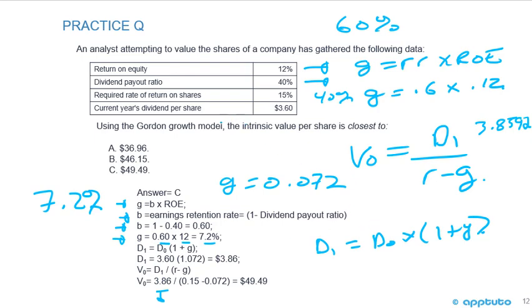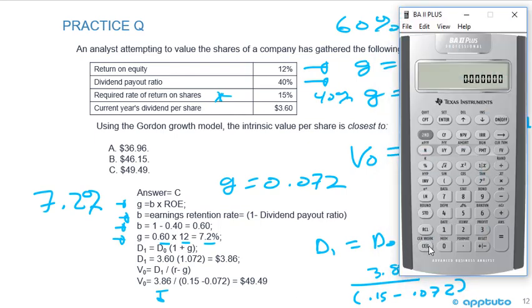And I've got my R. It was nice, they gave it to us, the required return. I didn't have to use my CAPM or anything. So I'll just make it down here: 3.86, just a little bit of rounding, divided by 0.15 minus the G, 0.072. So again, I'm just going to finish this off. 0.15 minus 0.072. You can see my denominator is 0.078, okay?